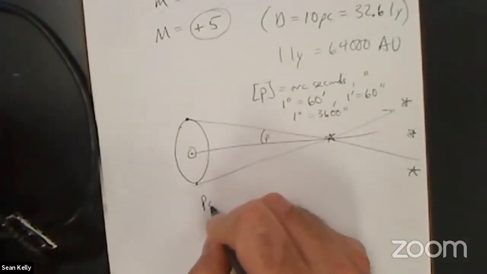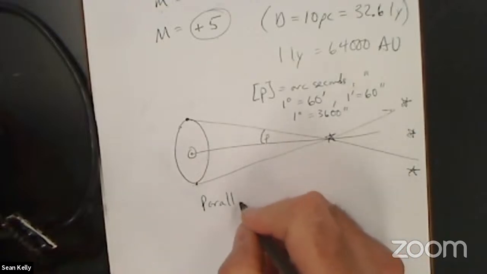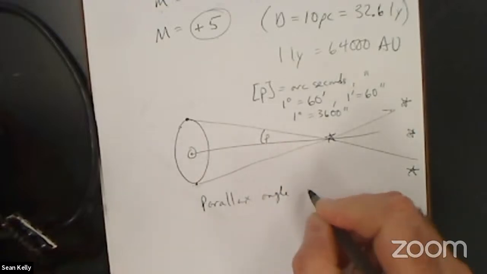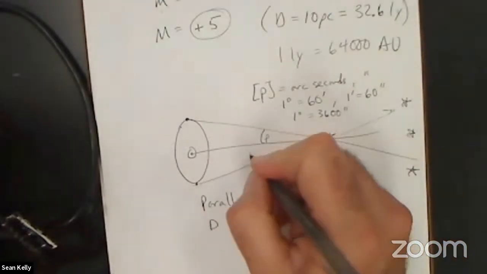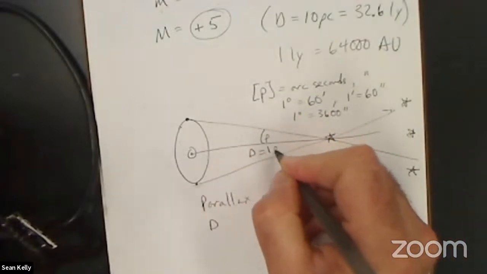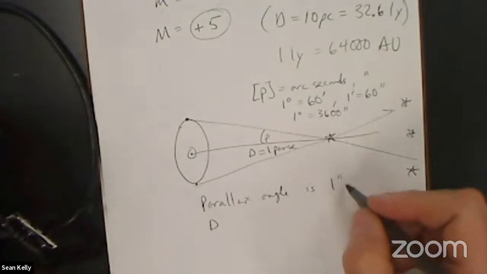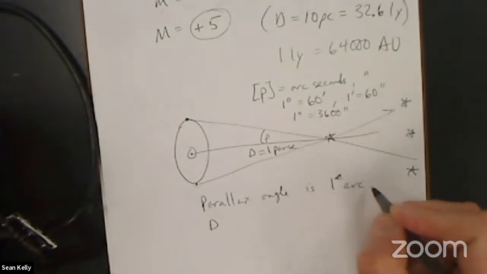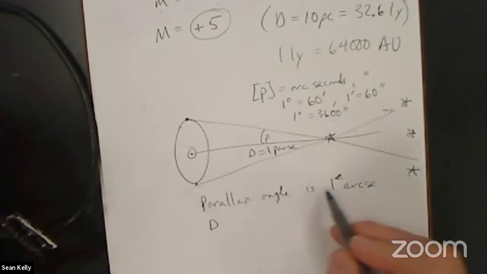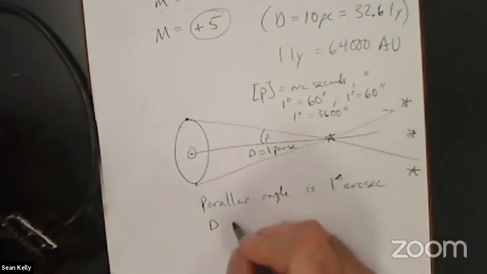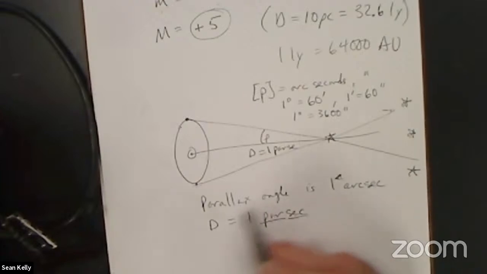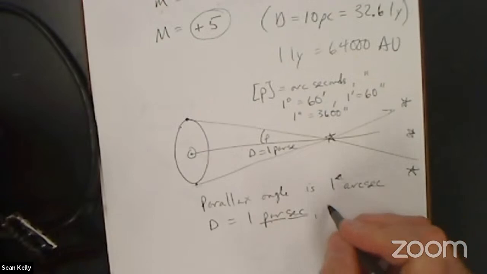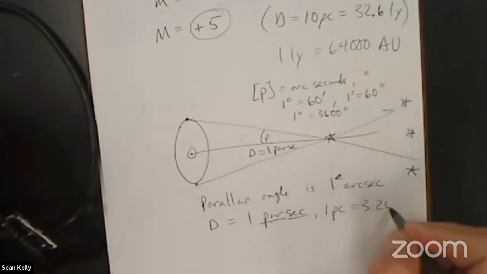If your parallax angle is 1 arc second, then the distance is exactly 1 parsec. Okay, so let me write it out. A parallax angle of 1 arc second is a distance of 1 parsec, right? You see the word parallax angle of 1 second. So this is where the distance 1 parsec comes from. The 1 parsec, which is 3.26 light years.